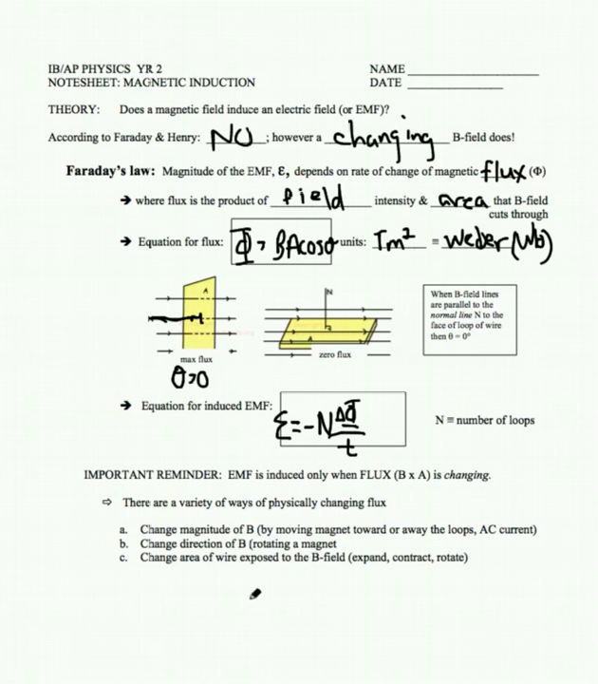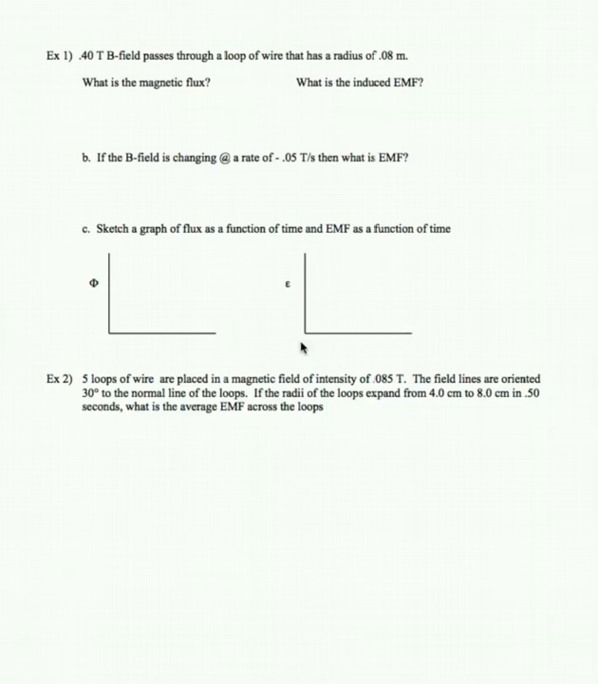So let's look at some problems. Let's do some example problems here. These are fairly basic. Try to read through them first before you look at the solutions. So we have a B field and a loop of wire of a certain radius. Three things we want to know.